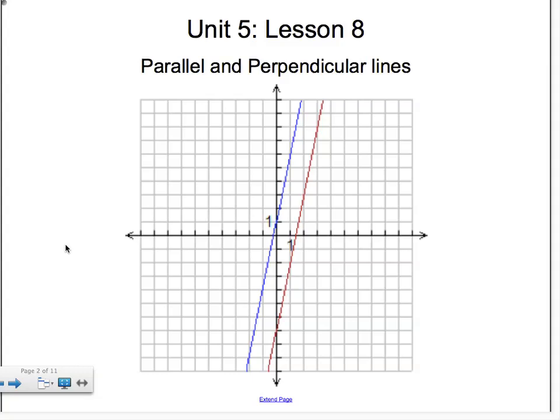So today we're going to talk about parallel and perpendicular lines. In other words, when we have two equations, sometimes they behave a certain way. Okay? So in this case, the title kind of gives it away.